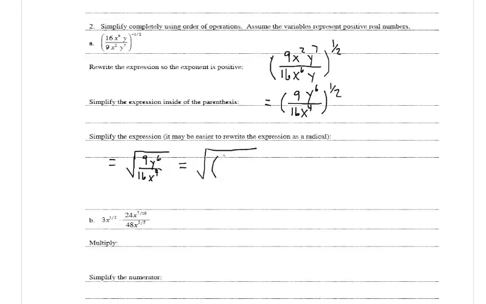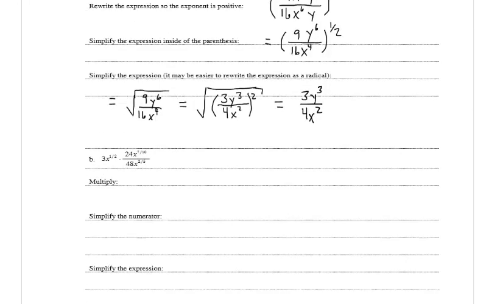So the square root of 9 is 3. The square root of y to the 6th is y cubed, divided by the square root of 16, which is 4, and x to the 4th turns into x squared. And then we can square all that. So we wrote it as a perfect square inside the parentheses, and then we squared it. And now the squared and the square root cancel each other, and we end up with 3y cubed divided by 4x squared.